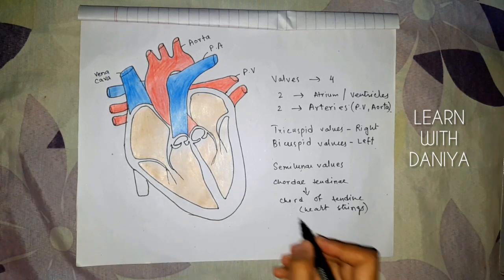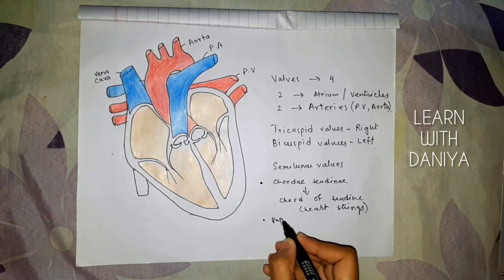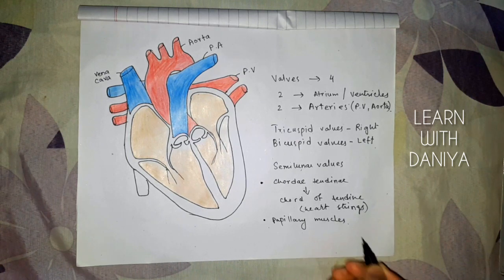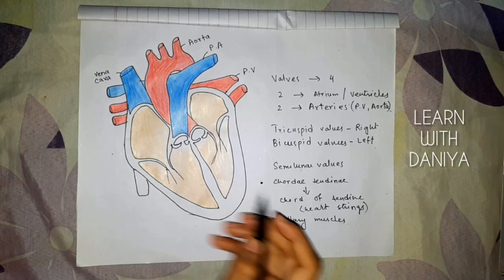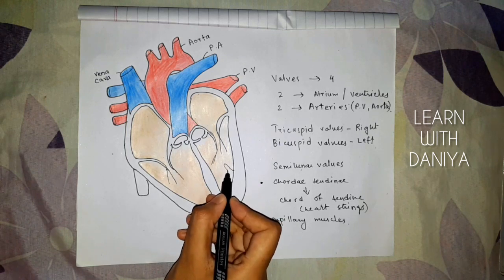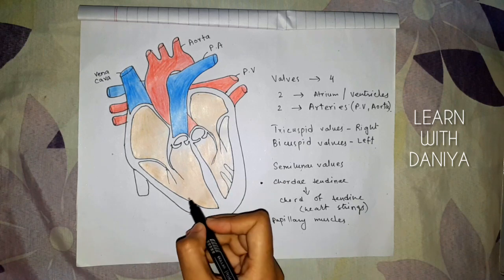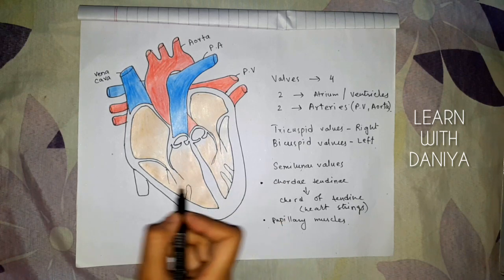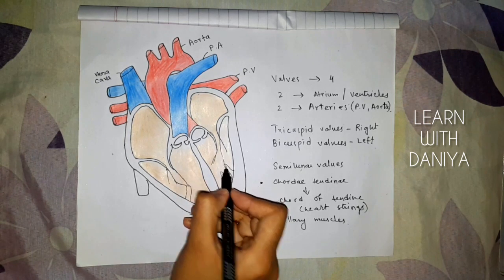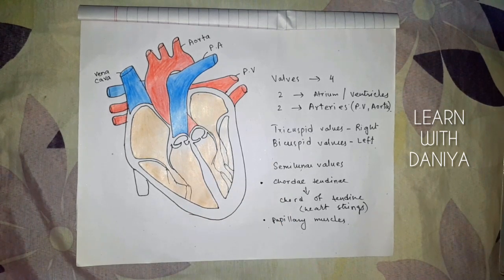Now the chordae tendineae are attached to papillary muscles. Papillary muscles are simply the myocardium, or the muscles of the heart, which are projecting from the surface or outgrowing from the typical surface, and these chordae tendineae are attached to the papillary muscles. It also helps in the closure of the valve.